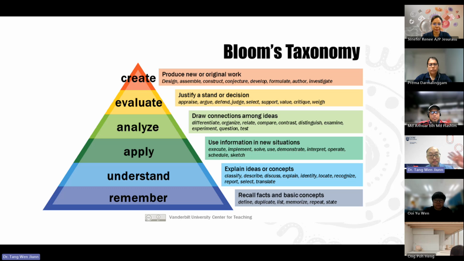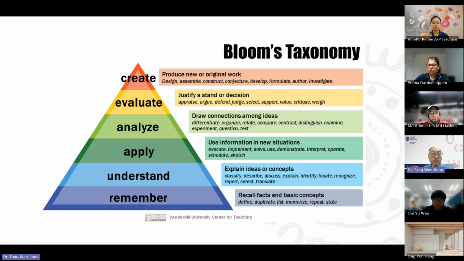How much percentage depends on the nature of your course. But as a general rule, if it is foundation or diploma, you have more of understanding and remember. If it goes up to the degree level, you have more of analyze and apply, and you will touch a little bit on create and evaluate. If you move on to a higher level, master or PhD, then the main focus will be on create and evaluate, and very little on understanding and remember.